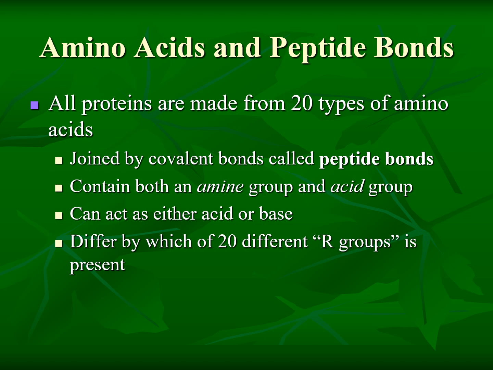As I said, the building blocks for proteins are amino acids. There are 20 types of amino acids that have to be joined together in a specific order to make each specific protein. The amino acids will be connected or joined together by a covalent bond.